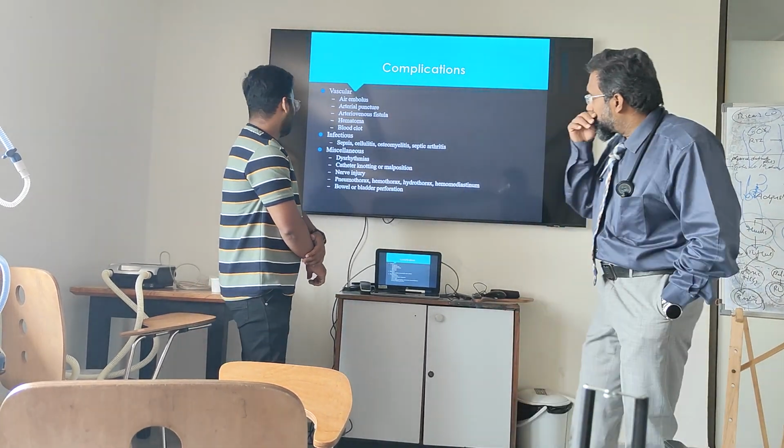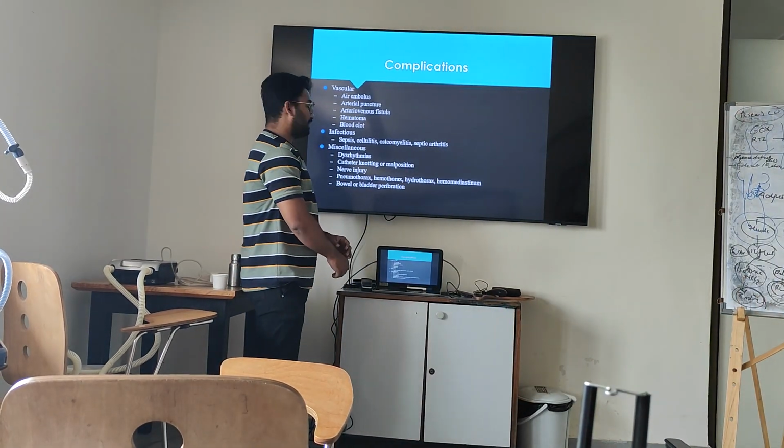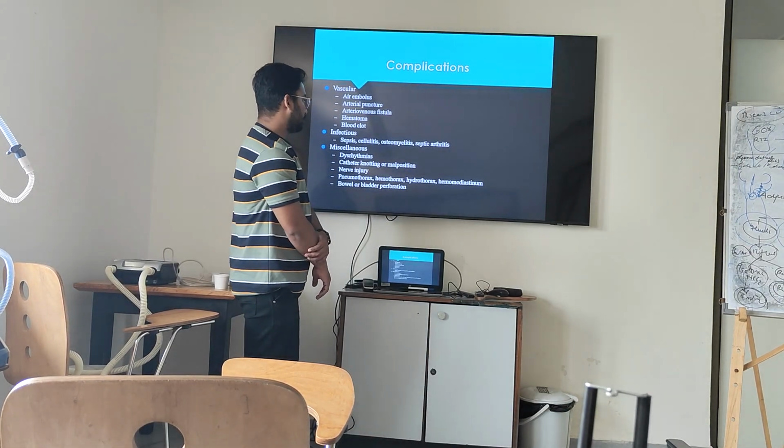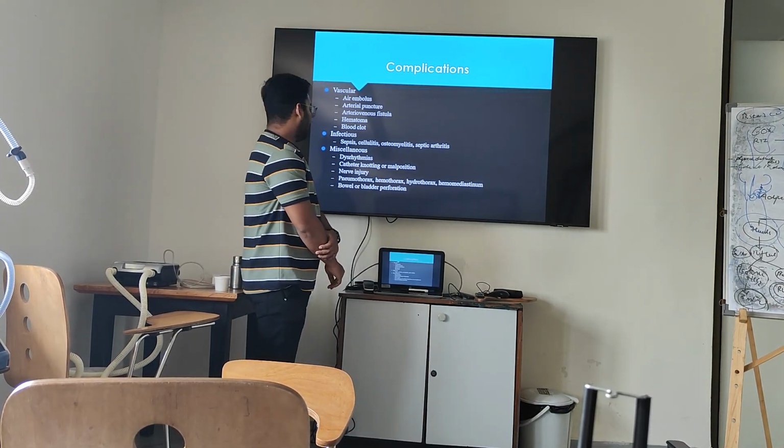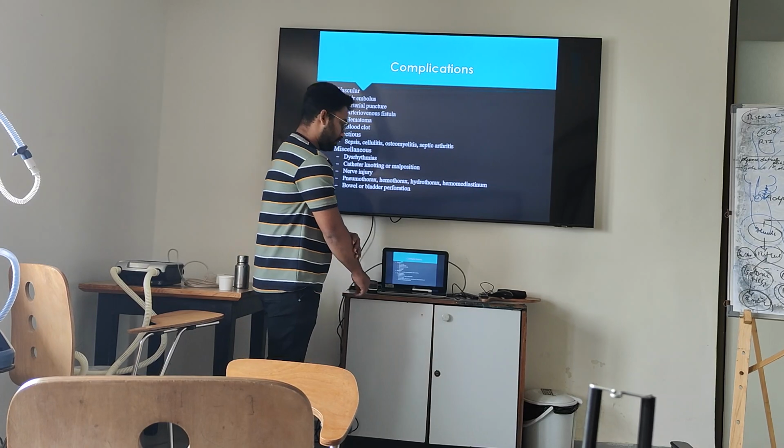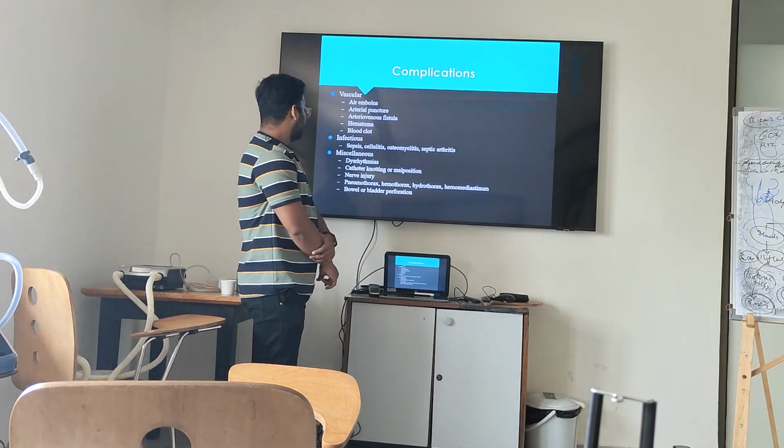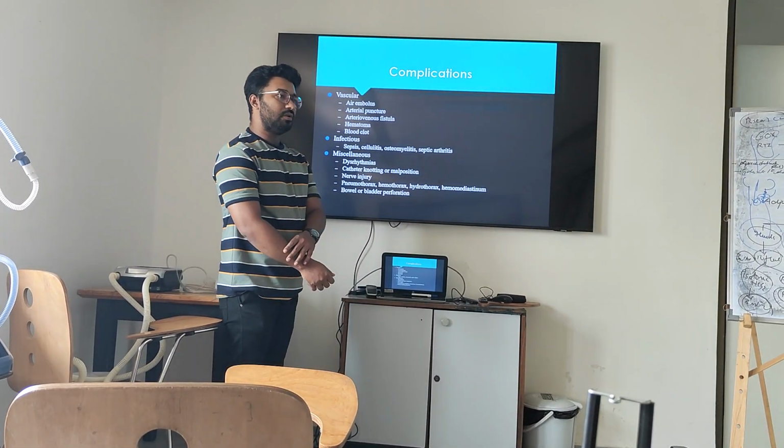ठीक है. Infectious complications of a CVP line include sepsis, cellulitis, osteomyelitis, and septic arthritis. Yes. And the miscellaneous complications. How does dysrhythmia happen? How does it happen? The patient can go into arrest.